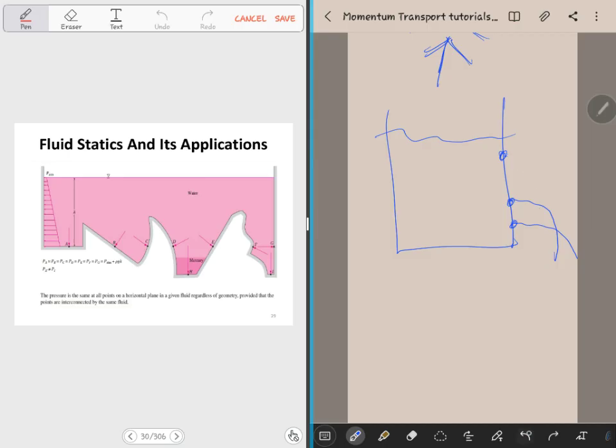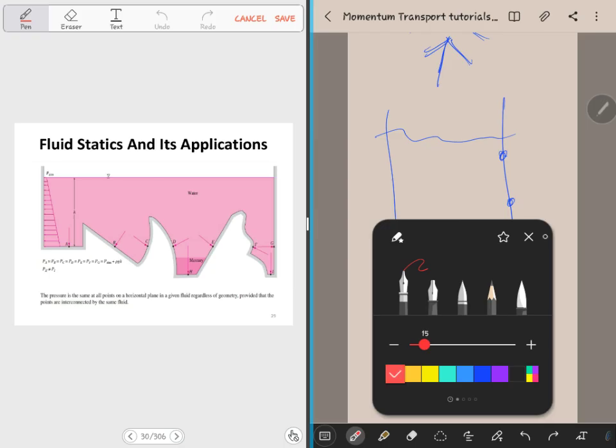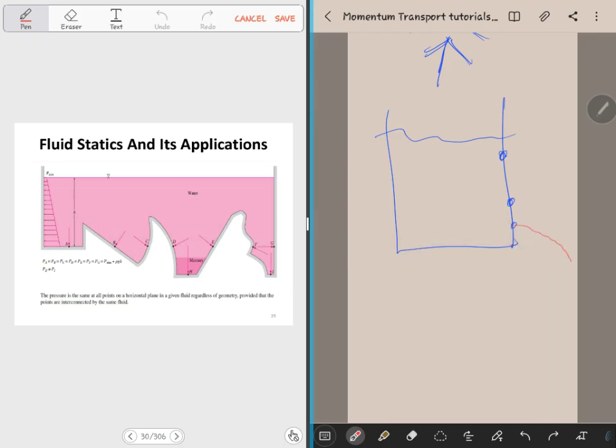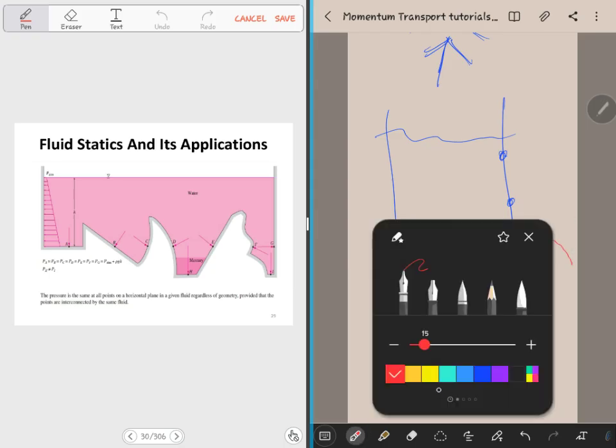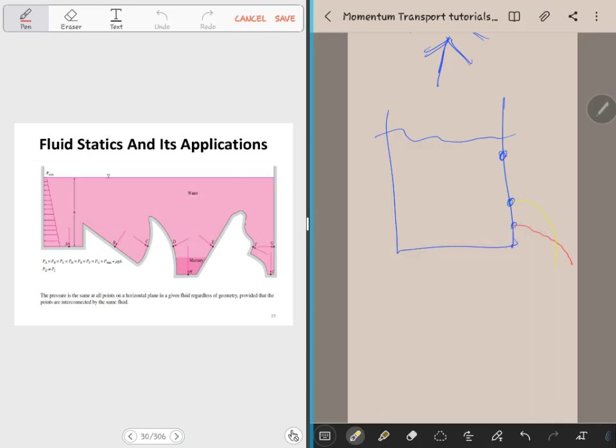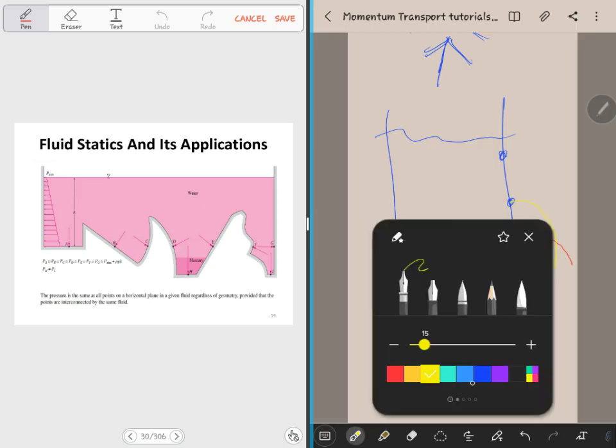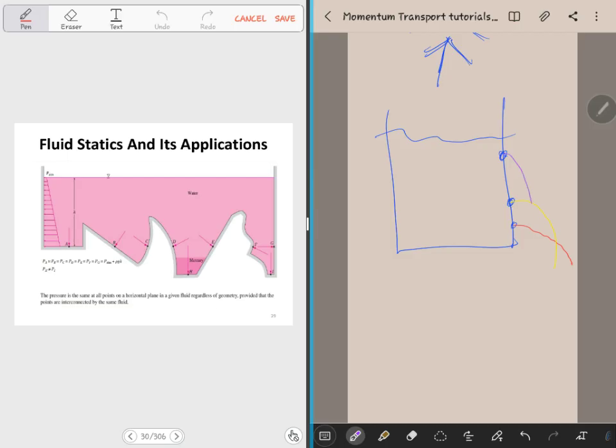Let me use different colors so that it's much more clear. If I use red here, this one will travel a longer distance, followed by this side, and then finally the top side. So what it's saying is that you've seen this diagram before. If not, you can check it out. Pressure at different points within a fluid.